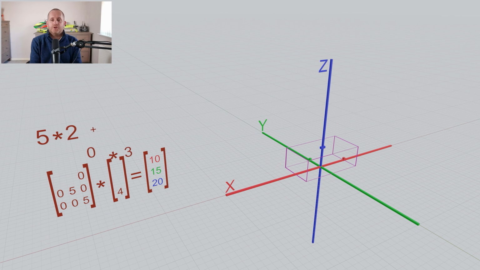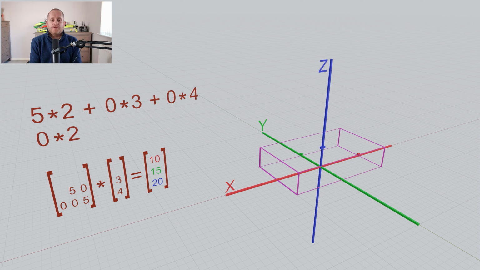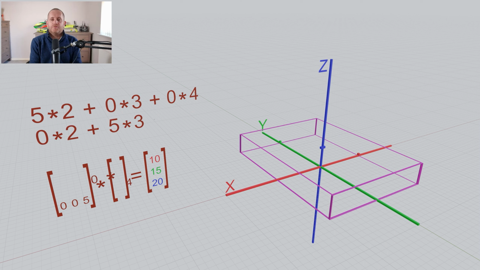I've added 7 additional points. It's not a cube, is it? It's a cuboid. I've added 7 additional points. Each one of those has got the same initial value, 2, 3, 4.